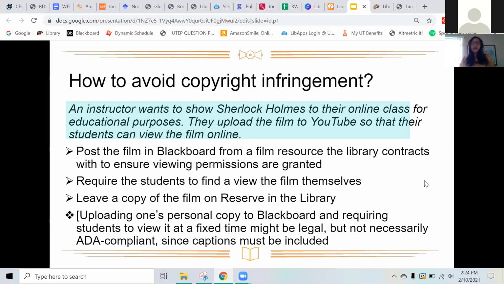Just to note, uploading one's personal copy to Blackboard and requiring students to view it at a fixed time might be legal under these four requirements, but it's not necessarily ADA compliant, since captions wouldn't be included when you upload it to Blackboard. So that's also not a viable path.